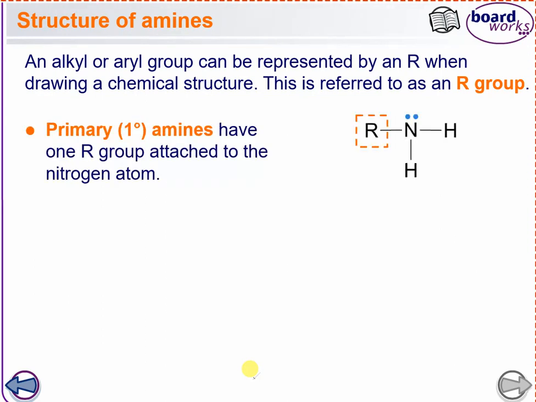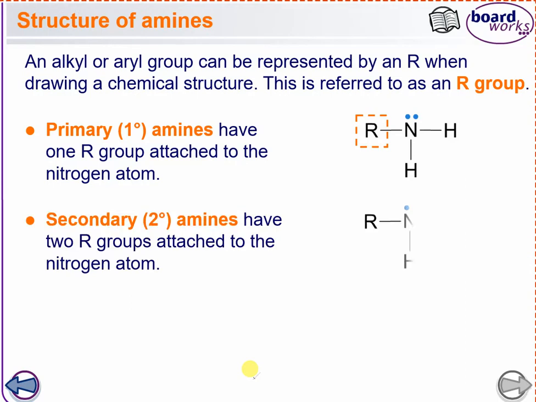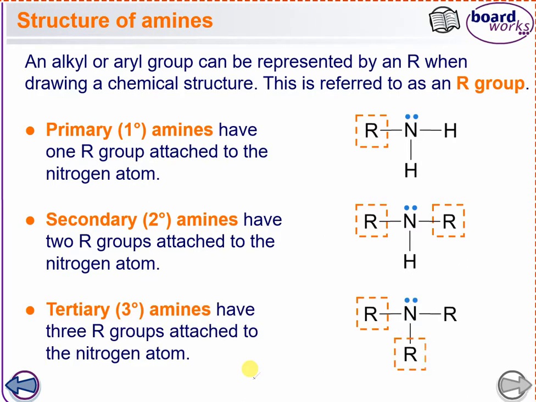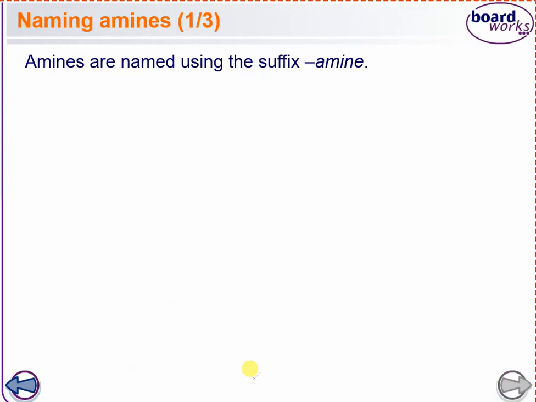When we're talking about a primary amine, we're talking about a nitrogen that has one of these chains attached to it. A secondary amine has 2 carbon chains attached. They could be the same, they don't necessarily need to be. And a tertiary, or third degree, has 3 of these carbon chains attached. To name these, we're just going to be using the suffix amine at the end.